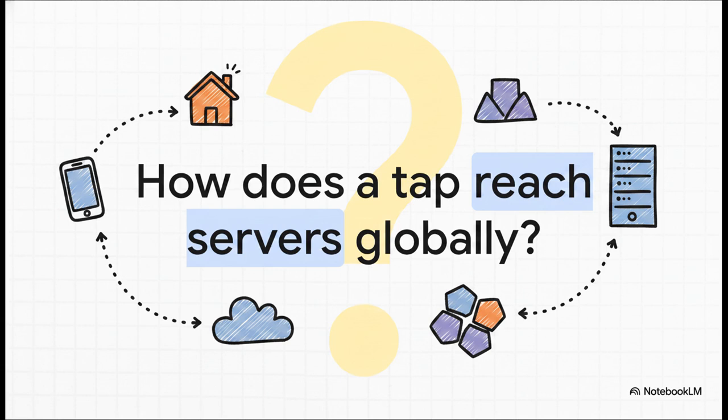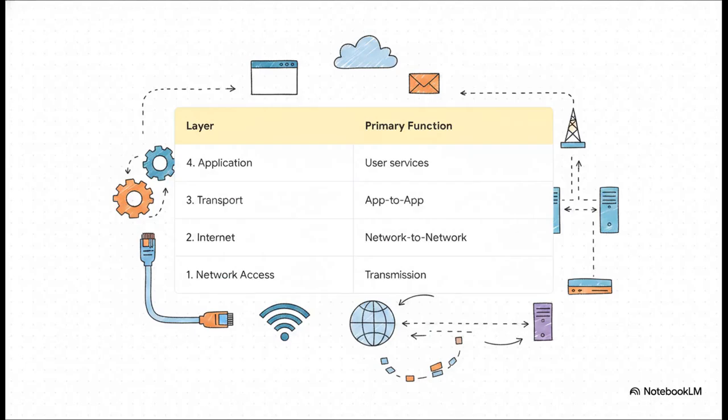And managing this incredibly complex global journey? Well, that is the primary job of the internet layer. To understand where the internet layer actually fits into the grand scheme of things, let's take a quick look at the standard 4-layer TCP/IP model. Up at the top, layer 4, we've got the application layer. That deals with user services, things like web browsers and emails.